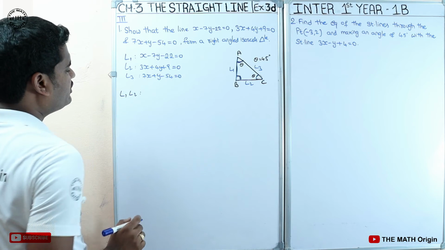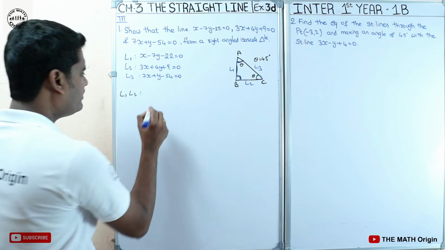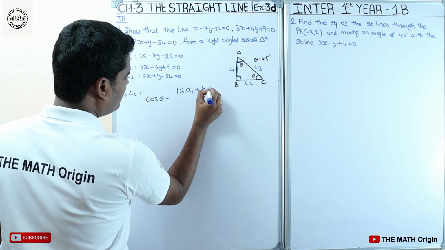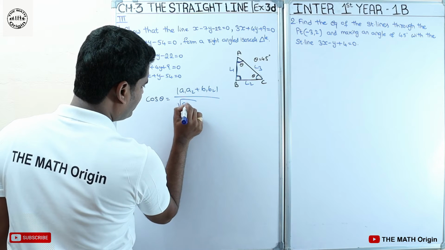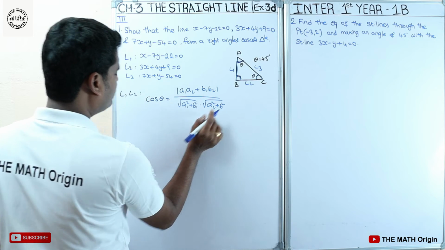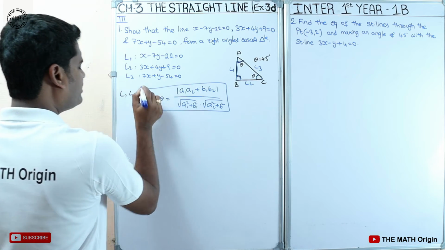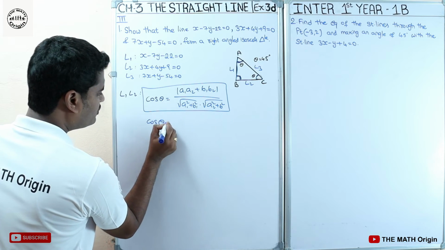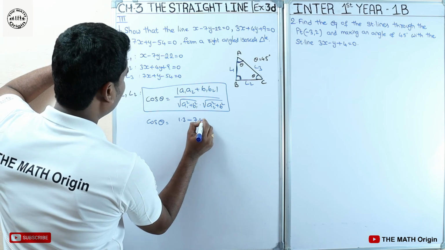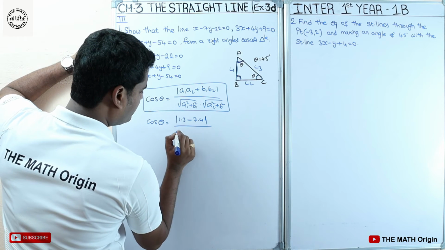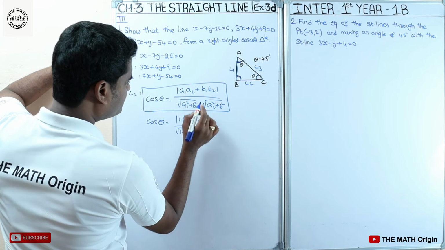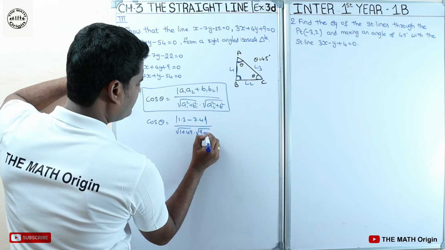If there are two lines, then the angle between them is cos theta equals modulus of A1 A2 plus B1 B2 by root of A1 square plus B1 square into root of A2 square plus B2 square. Yeah, this is the formula to find the angle between them. So let's take the first two lines, L1 and L2. It is modulus of 1 into 3 minus 7 into 4, by root of 1 plus 49 into root of 9 plus 16.